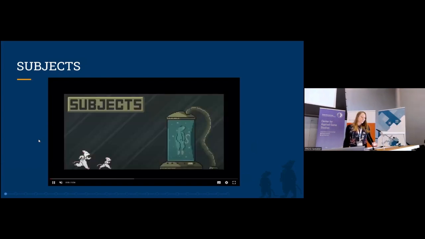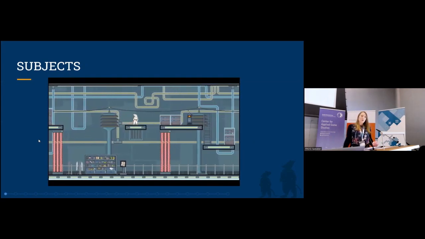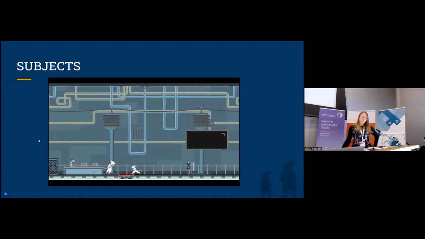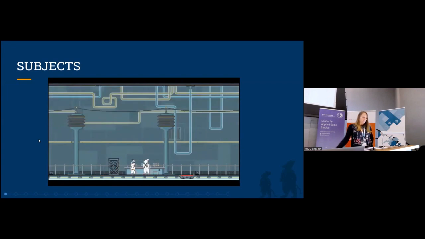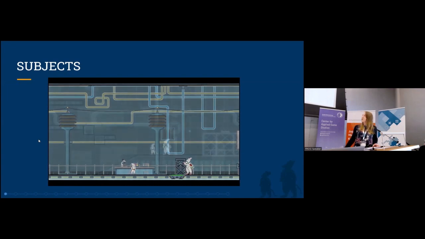We'll start with a short clip from the game we created that stemmed from this research. The game is called Subjects, and it is a side-scroller puzzle platformer. The small-scale game features two mice who work in a laboratory. The two come across new areas in the lab that they weren't aware of prior. They decide to explore the new spaces together while figuring out their way around traps and learning more about the lab's secret work.